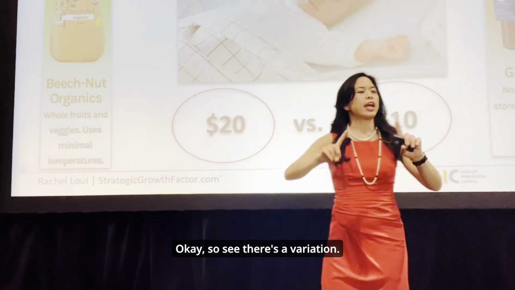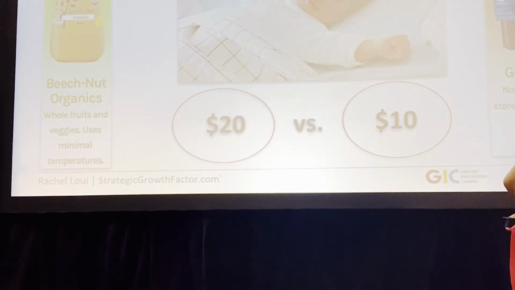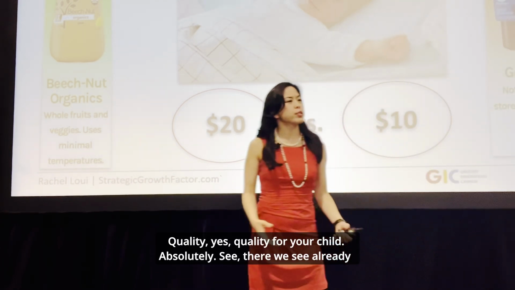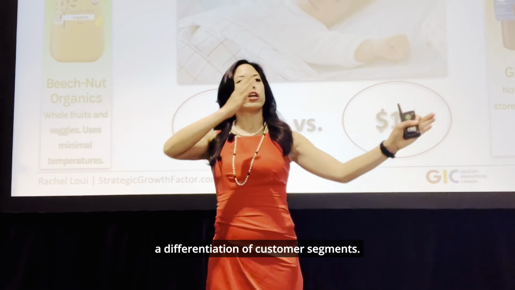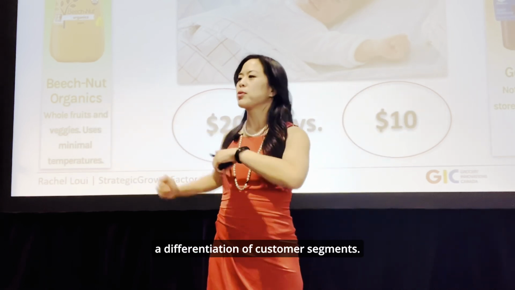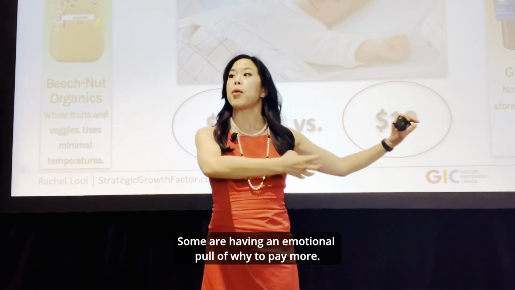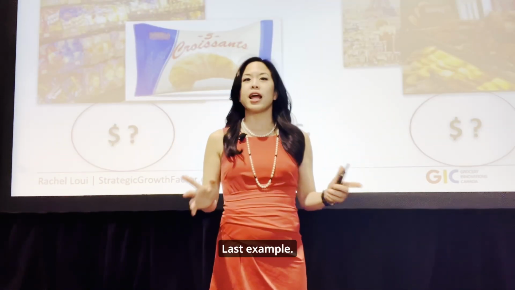So see, there's a variation. Why would you buy the expensive one? Quality for your child. Absolutely. See, there we see already a differentiation of customer segments. Some are looking just rationally at the price. Some are having an emotional pull of why to pay more. Last example.